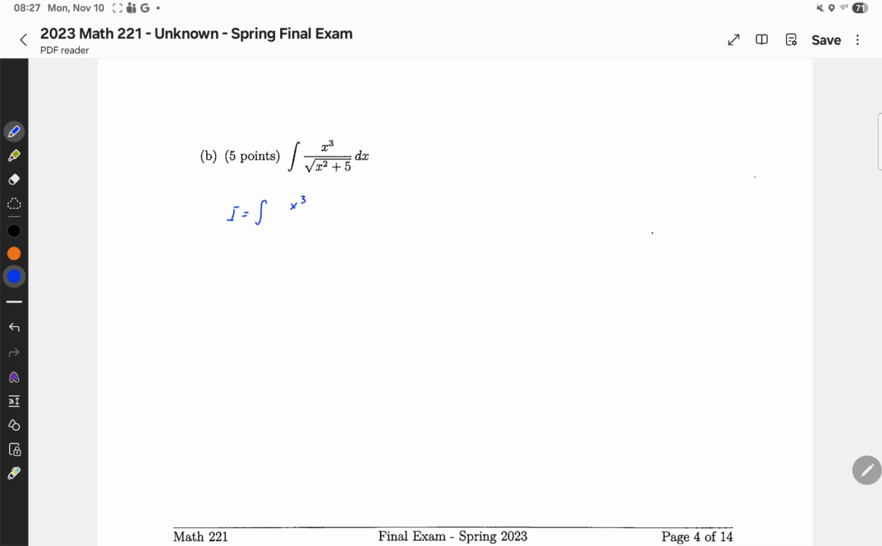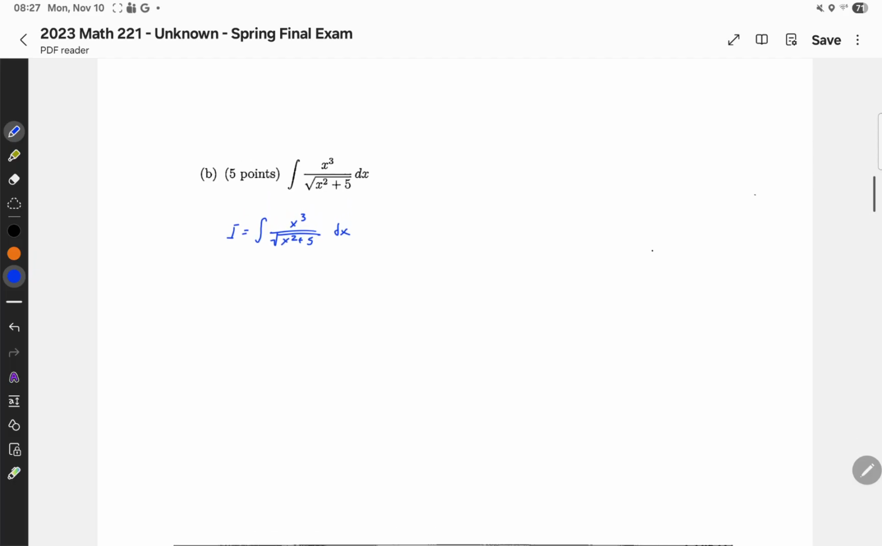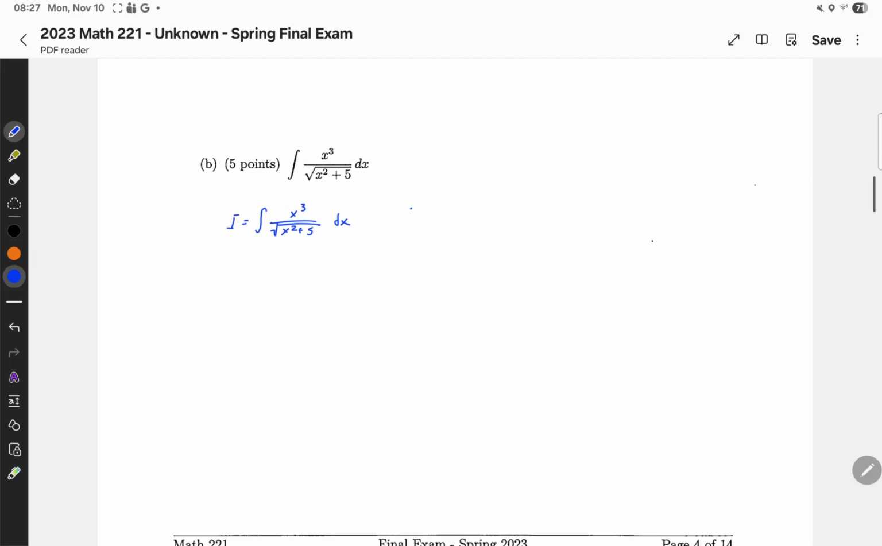of x cubed over the square root of x squared plus 5 dx. For this one, because we have a weird radical on the bottom, we have a pretty good idea that we're going to want to use u-substitution. Generally with u-sub, you want to get rid of ugly radicals. So we'll let u be equal to x squared plus 5. This means that du is going to be equal to 2x dx.